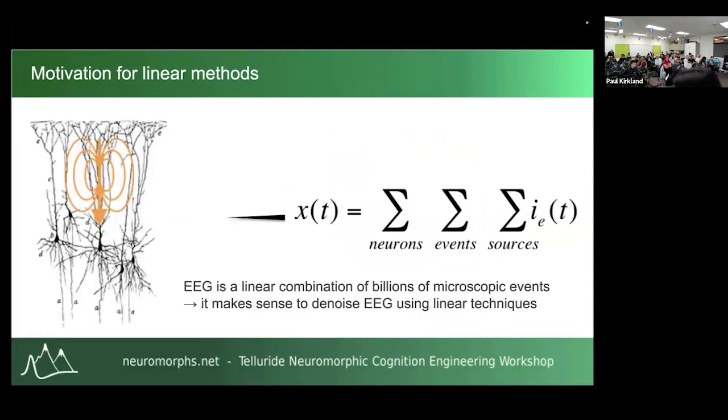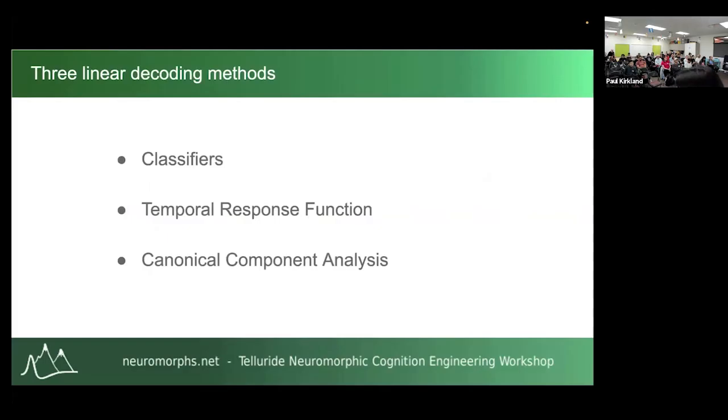Okay, now we're just very quickly going to look at those decoding methods. They're mostly linear, and the reason is that EEG is essentially a linear combination of billions of microscopic events, synaptic events that are summed together and picked up by these electrodes. And that's why it makes sense to denoise EEG using linear techniques, and we're going to see that it has been quite useful.